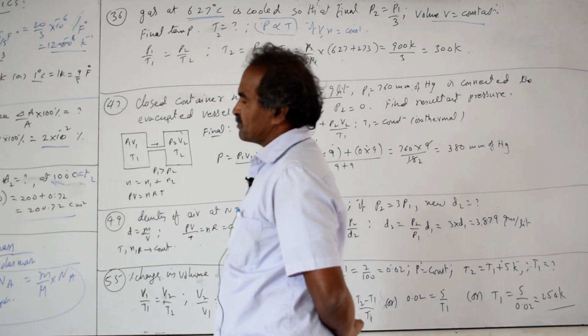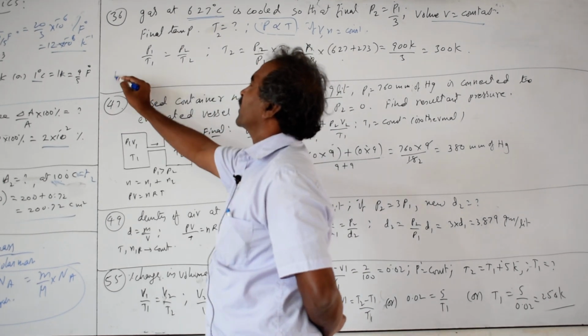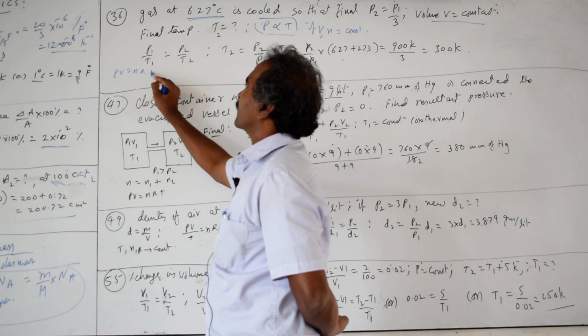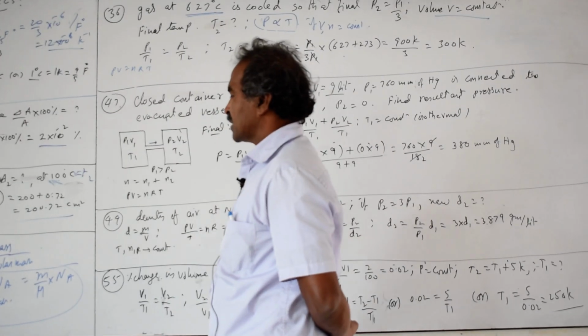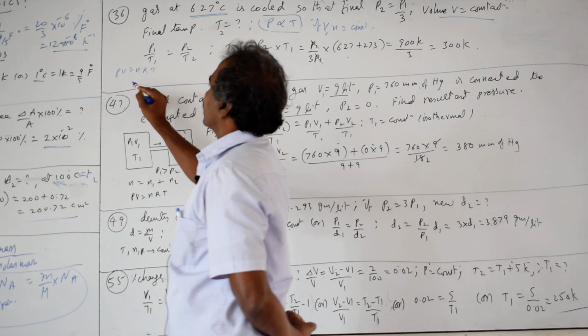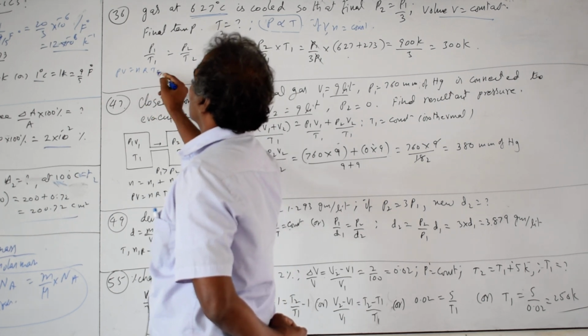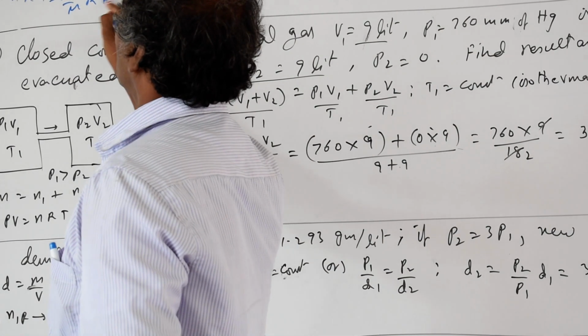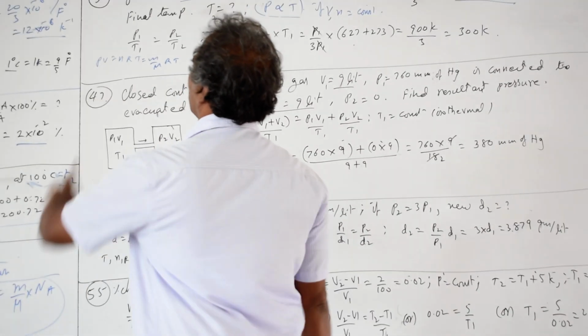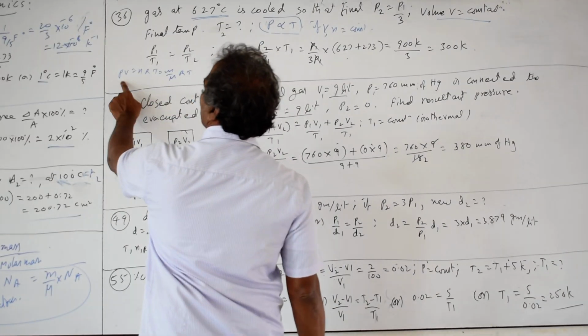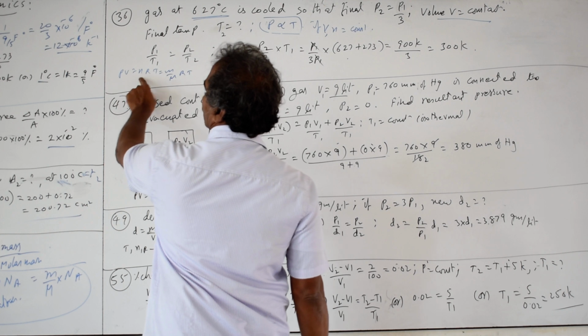Here, the ideal gas equation PV equal to nRT, you need to modify according to the requirement. PV equals nRT, where n equals mass by molar mass. If we require it in mass, PV equals mass by molar mass into RT. In this case, you can also write this as PV by T equal to nR, equal to a constant.